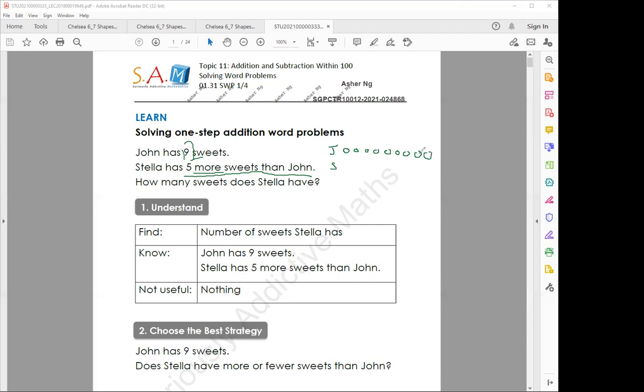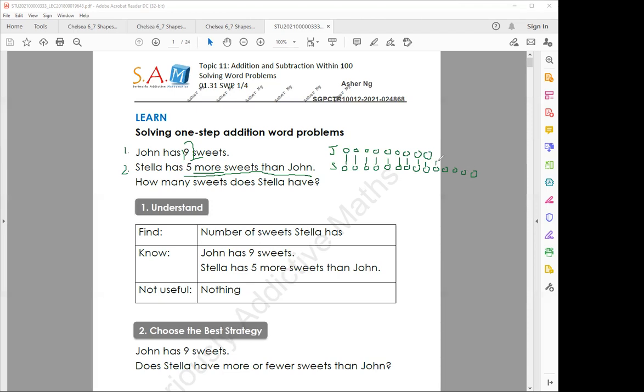So that's 9. And after that, they have drawn the first sentence. The second sentence: Stella has 5 more sweets than John. So they need to be able to draw 5 more. In order to draw 5 more, they need to draw the 9 first, and make sure that they're aligned, so that it's easier for them to compare. Align the sweets. Make sure you do that, and then 5 more. I'm drawing out of the page, I hope you all can see this. So that's 5 more. How many sweets does Stella have?